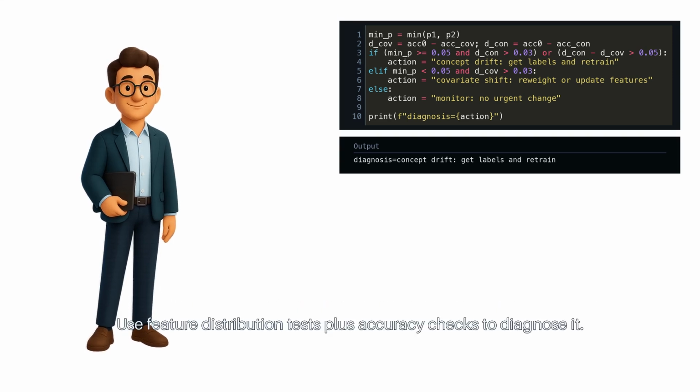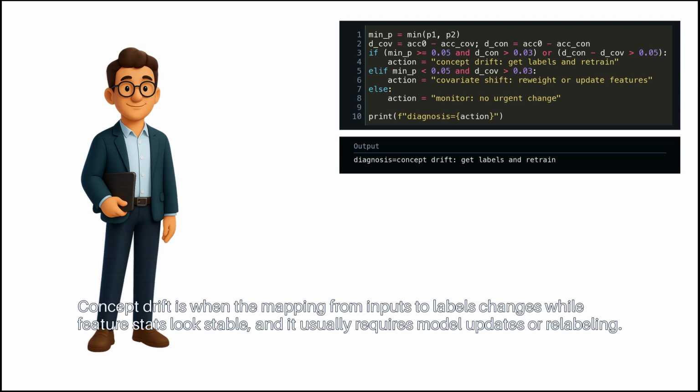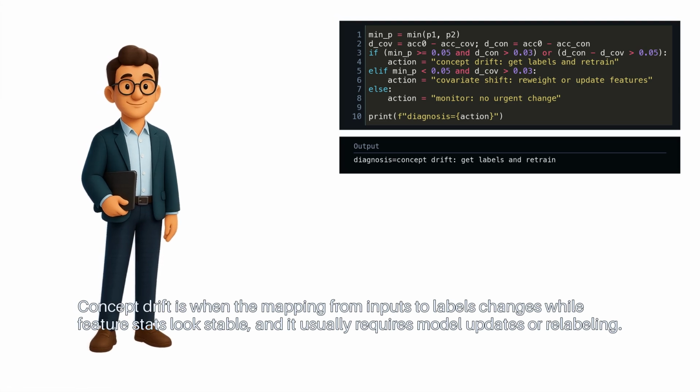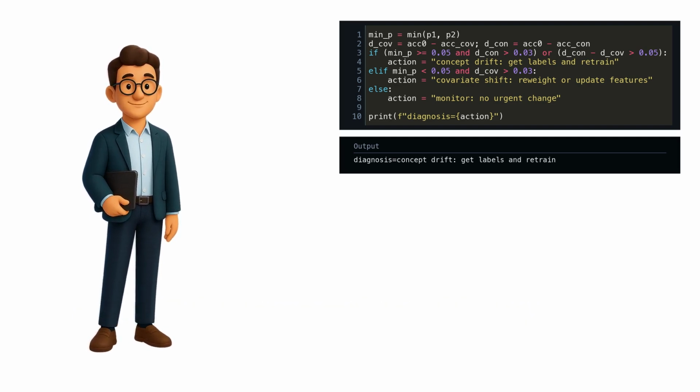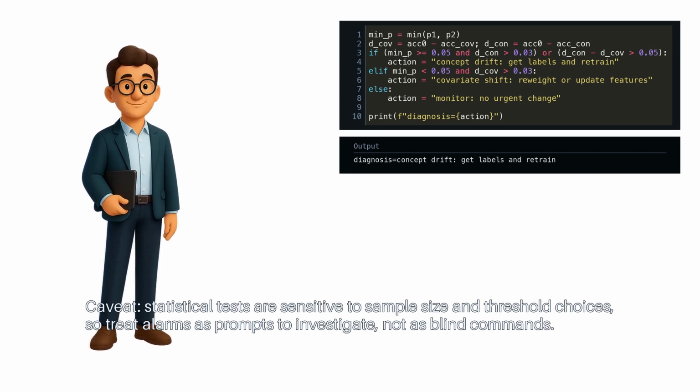Use feature distribution tests plus accuracy checks to diagnose it. Concept drift is when the mapping from inputs to labels changes while feature stats look stable, and it usually requires model updates or relabeling. Caveat: statistical tests are sensitive to sample size and threshold choices, so treat alarms as prompts to investigate, not as blind commands.